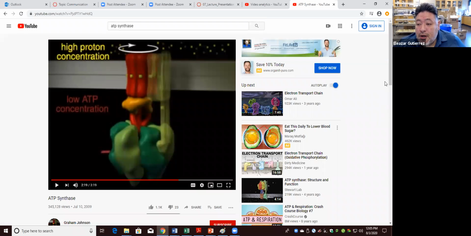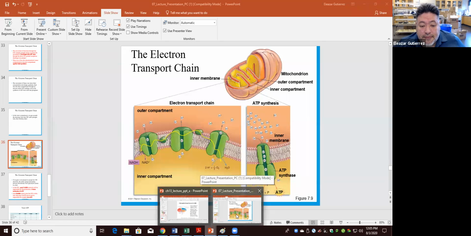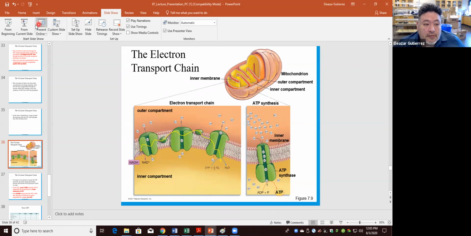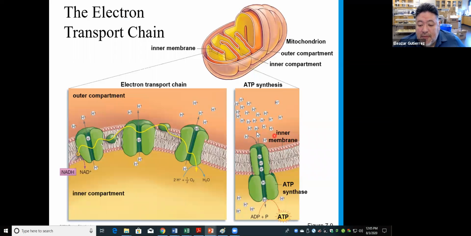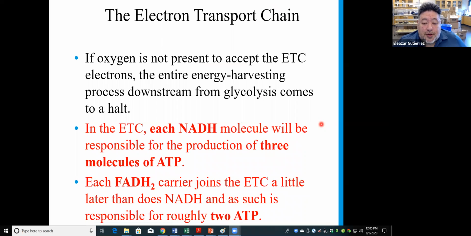Okay, so let's see if I can find my PowerPoint again. Okay, so that's ATP synthase right there. Here's your proton gradient, and here's ADP being turned into ATP as this guy rotates. Okay, this is important for the accounting.